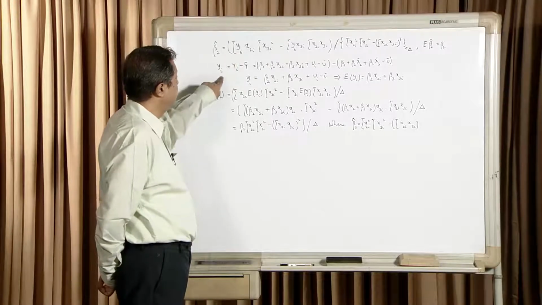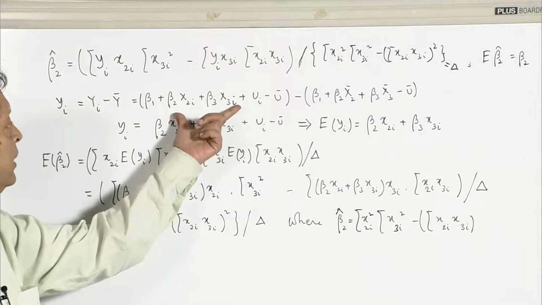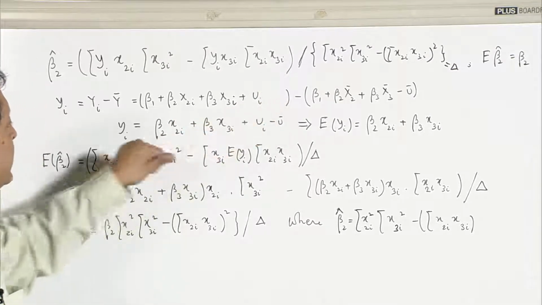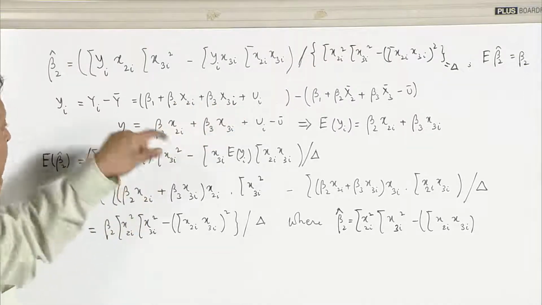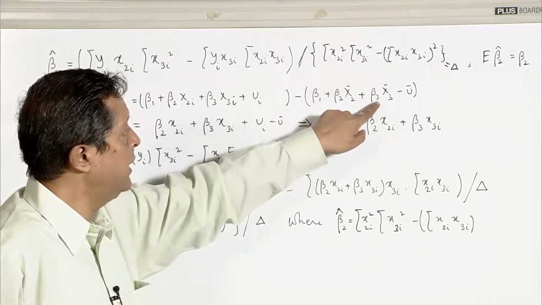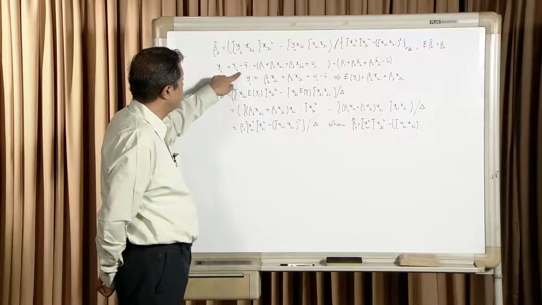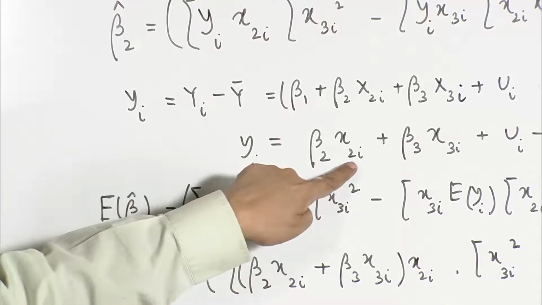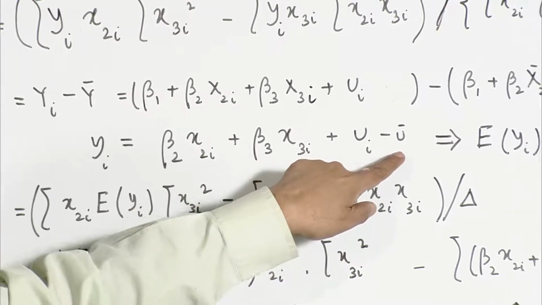Small yi is the difference between capital Yi and Y bar. This first expression is capital Yi, where we replace it as beta 1 plus beta 2 x 2i plus beta 3 x 3i plus ui, and Y bar is beta 1 plus beta 2 x 2 bar plus beta 3 x 3 bar plus u bar. That is the average of all these Yi's. So, by definition, in deviation form, small yi is beta 2 small x 2i plus beta 3 small x 3i plus ui minus u bar.